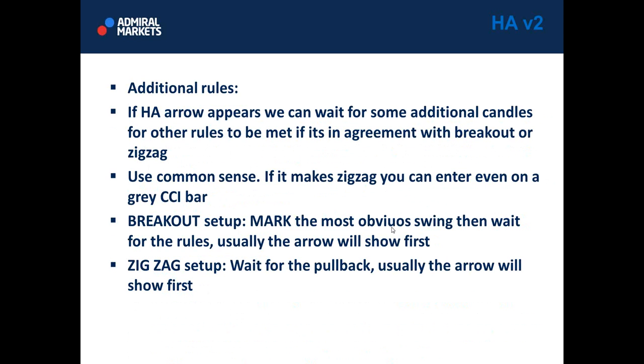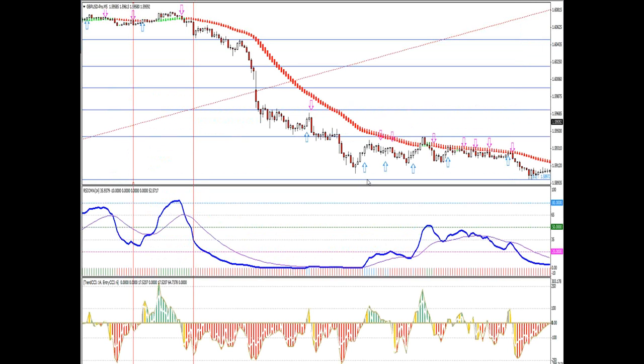Breakout setup. Mark the most obvious swing, then wait for the rules. Usually the arrow will show first. Zigzag setup. Wait for the pullback. Usually the arrow will show first. So this is the first example of a GBP 5-minute trade setup.